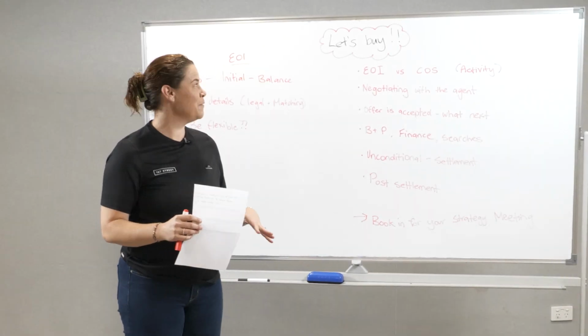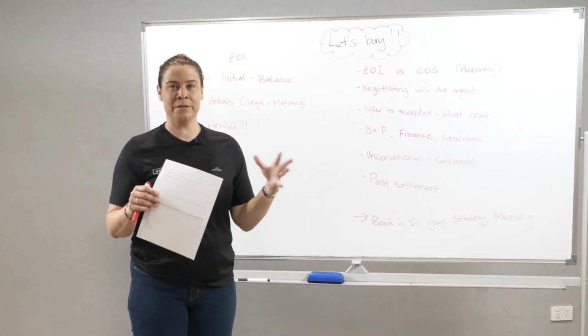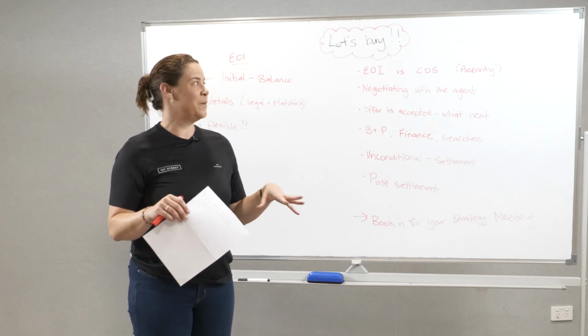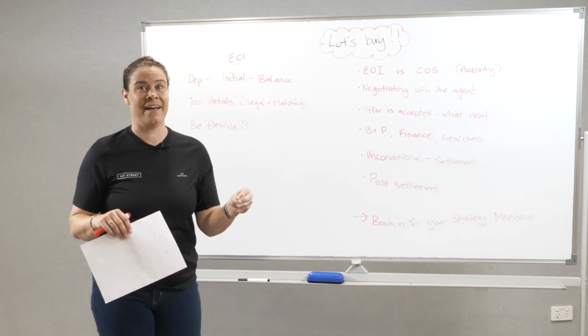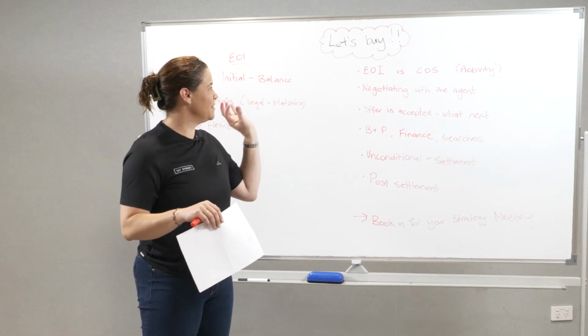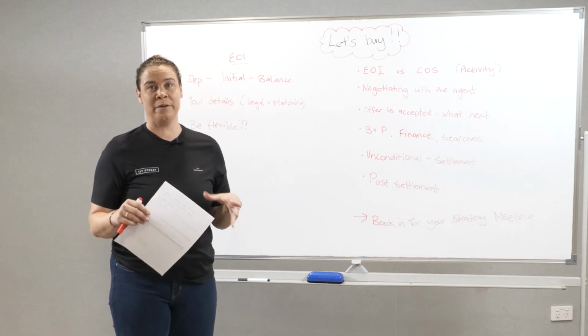Okay, so we've prepared for the home loan, we know which loan product we want, we've saved the deposit and the funds to complete that we need, and now we're actually ready to go and buy a house. So this section is all about buying. So how do we go through this process?